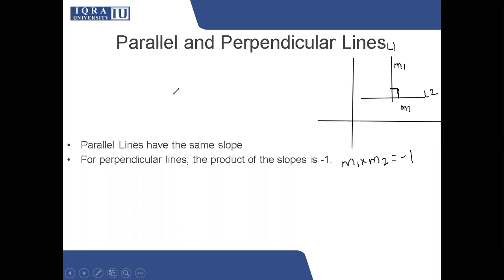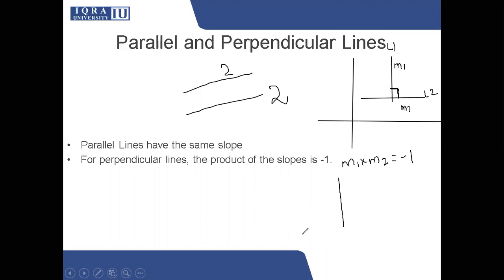For example, a question can be asked that you have two lines and the slope of this line is 2, and these two lines are parallel. So what is the slope of this line? Using this property, you can say that the slope of this line is going to be 2.